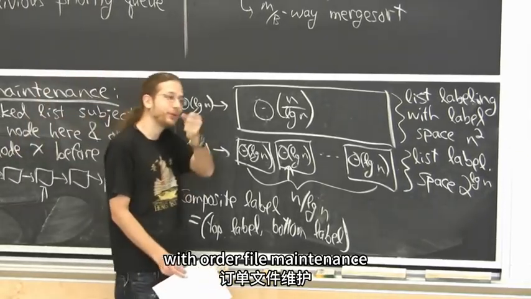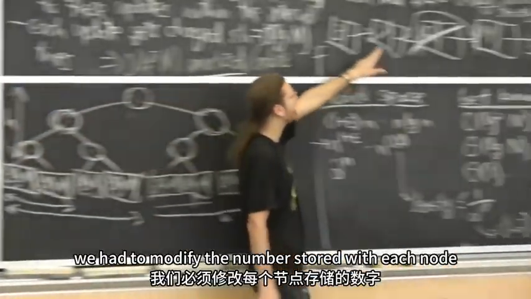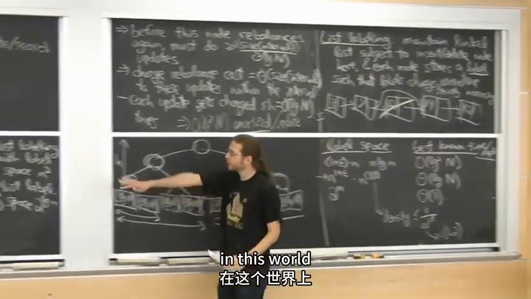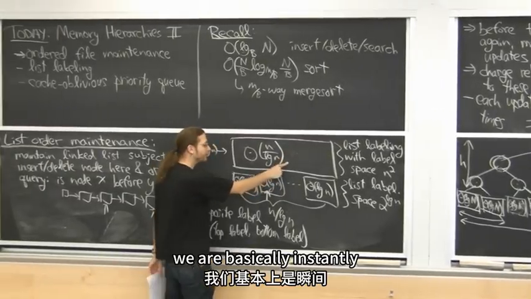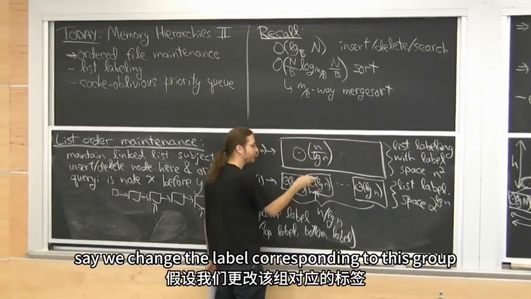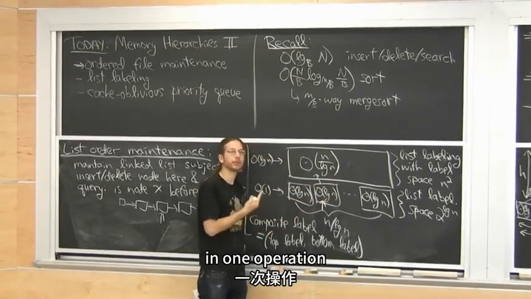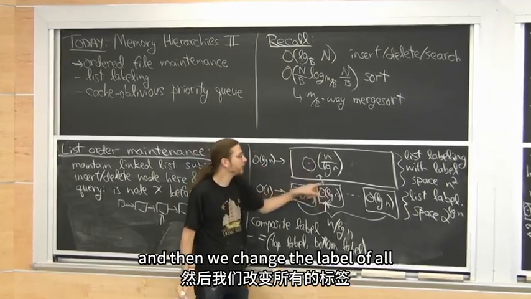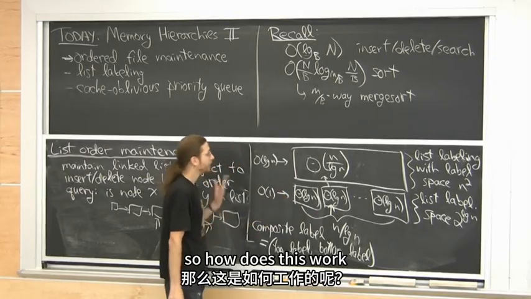With ordered file maintenance, we had to physically move items. With the list labeling problem, we had to modify the number stored with each node. That's expensive. In this world, if we change a label up here, say we change the label corresponding to this group in here, we change the label of all of these items in one operation. Or actually, it takes log n time, and then we change the label of all log n of these items. So that's why we get constant amortized. So how does this work?